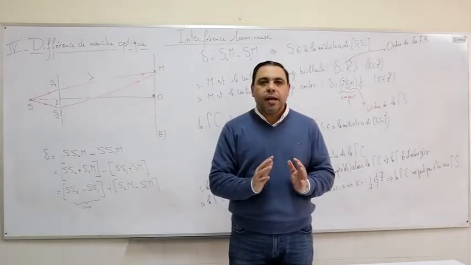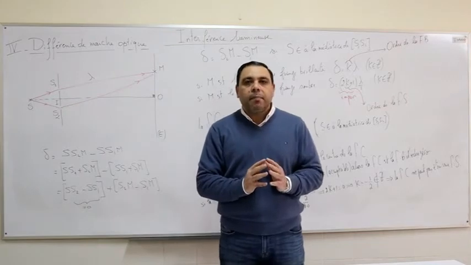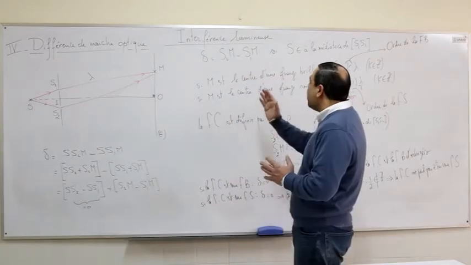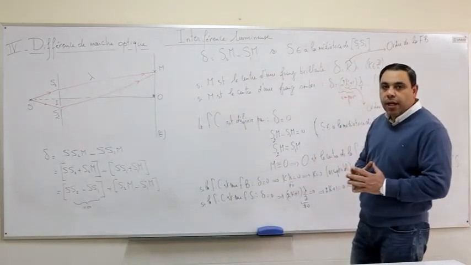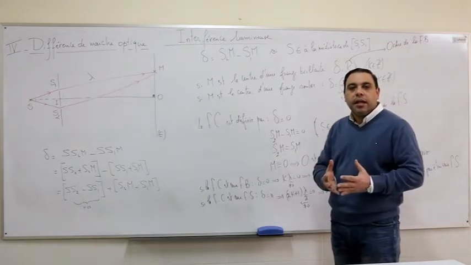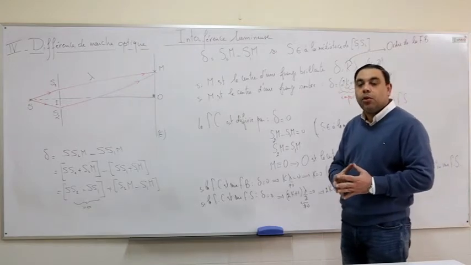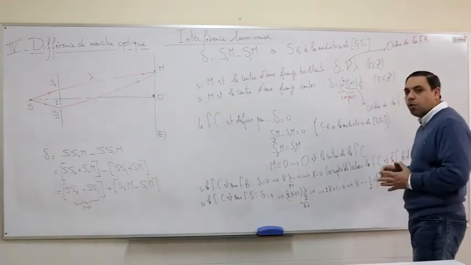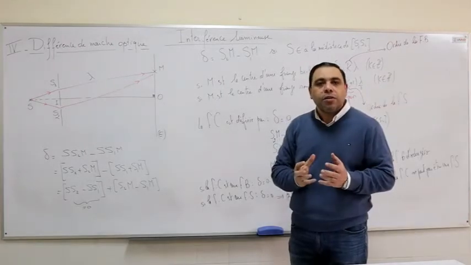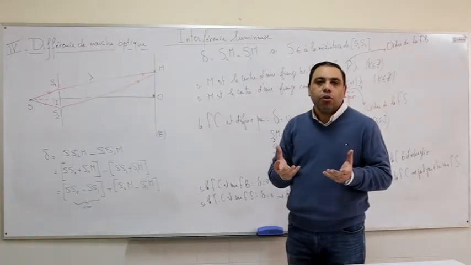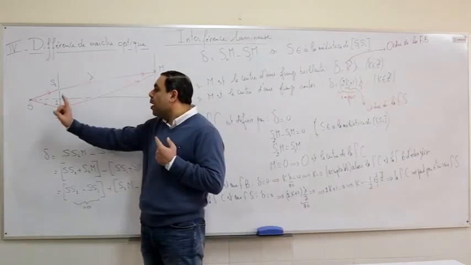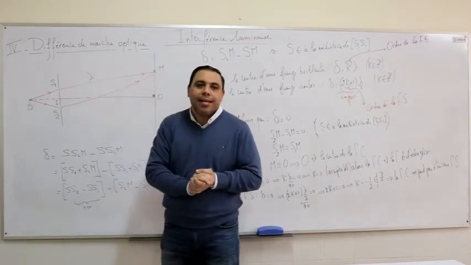Now let's do a summary. The optical path difference is used to determine whether a fringe is bright or dark. If the optical path difference is a multiple of lambda, we obtain a bright fringe. If the optical path difference is an odd multiple of half the wavelength, we obtain a dark fringe. The central fringe is a bright fringe of order 0. The central fringe is at O only in the case when S belongs to the perpendicular bisector of S1 and S2.